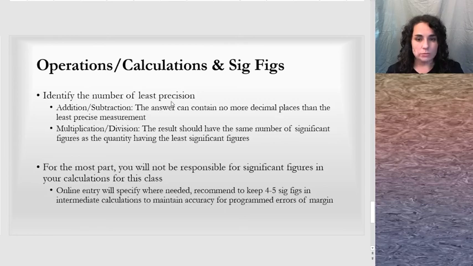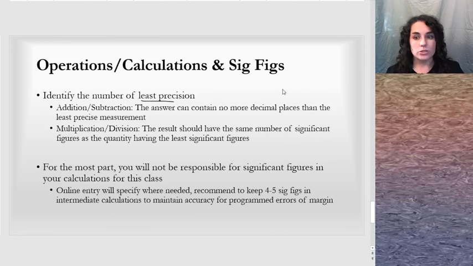When you look at a problem statement, there's going to be a number of least precision. You might have numbers that have 4 sig figs and 3 sig figs and 2 sig figs, so you isolate it down to the 2 sig fig one because it's the lowest, the least precision, right? There's only 2 significant figures there. Once you identify that, with subtraction or addition, you can have no more decimal places than that least precise measurement.